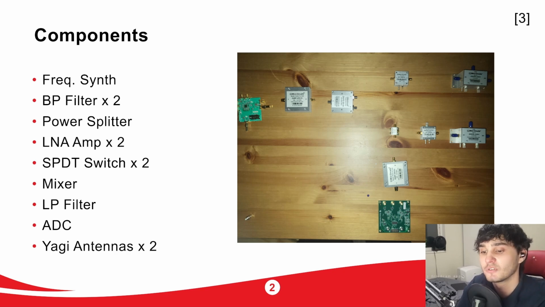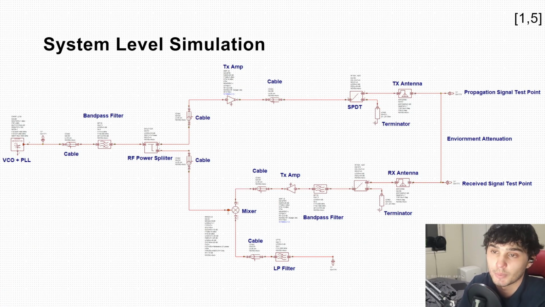A power splitter distributes the RF signal to both the transmit path and the local oscillator of the mixer. To amplify the receive and transmit paths, I will use two low noise amplifiers. Additionally, I have incorporated a single pole double throw switch and mixer. A low pass filter removes spurious frequencies from the intermediate frequency produced by the mixer. An analog to digital converter takes the intermediate frequency and stores it on a computer hard drive. Moreover, two Yagi antennas serve as the transducer to propagate the signal.